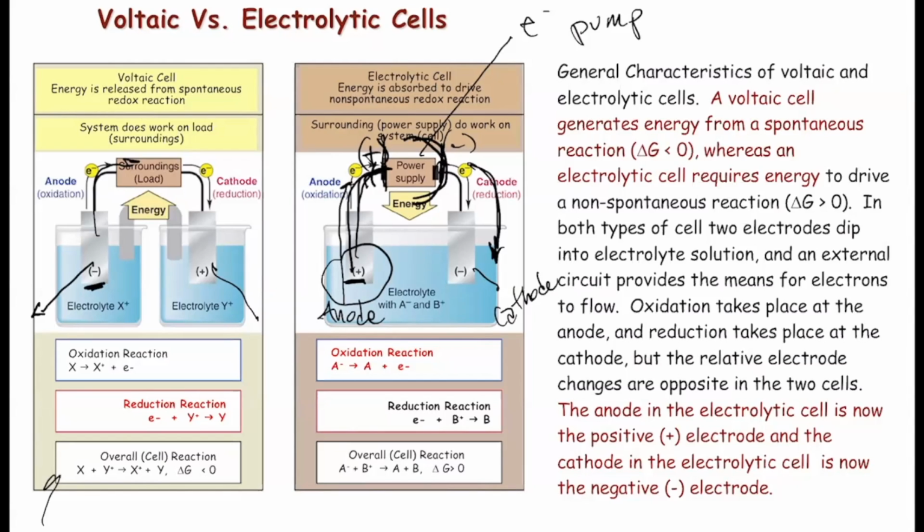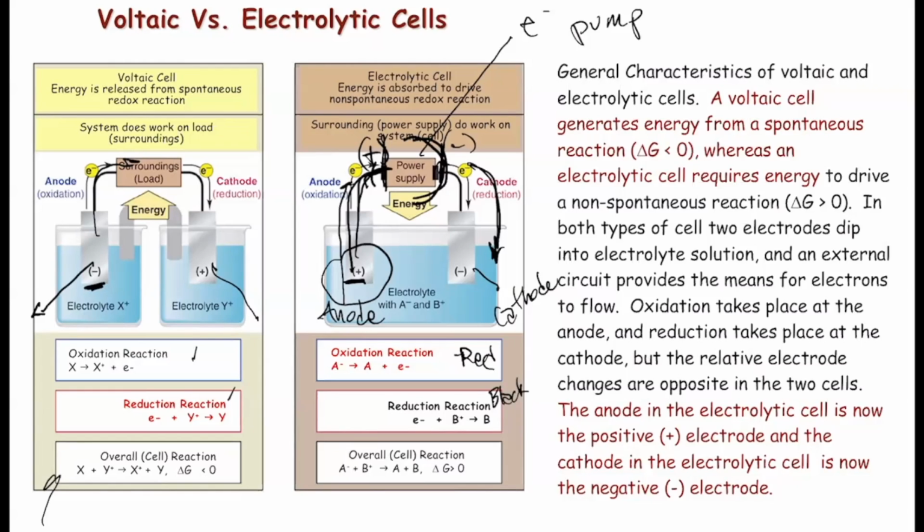So the signs are opposite between an electrolytic cell and a voltaic cell. Whereas in a voltaic cell it's negative at the anode, in an electrolytic cell it's positive at the anode. And then the other difference is the color. Whereas this would be black and this would be red, this now is red and this is black. And then the third, there are three major differences.